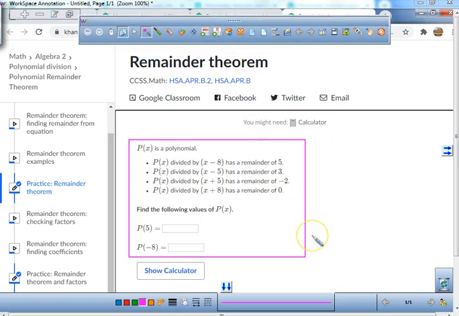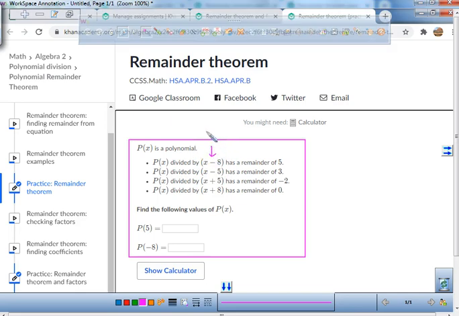Okay, guys, what we're going to be talking about today is what's called the remainder theorem. The remainder theorem deals specifically with when you have a polynomial and you're dividing it by a linear factor. So right here, all of these are called linear factors. Okay? So when you're dividing a polynomial by a linear factor, sometimes they have different remainders.